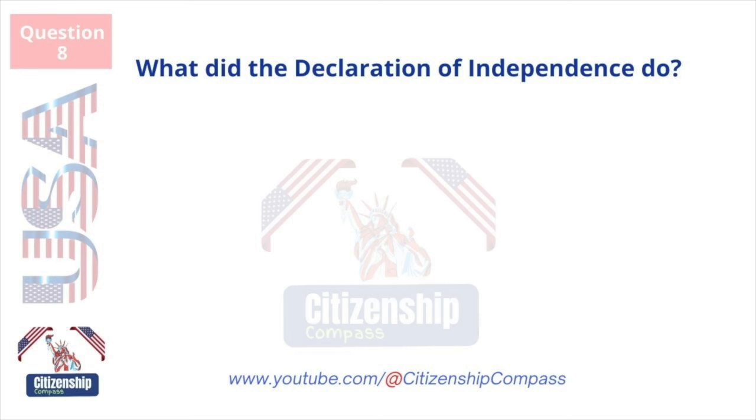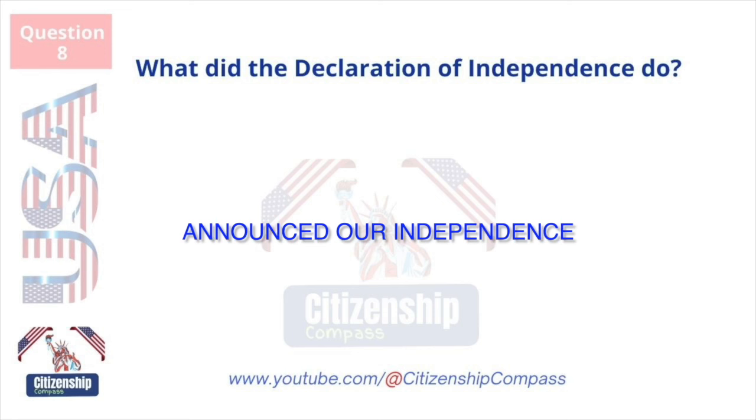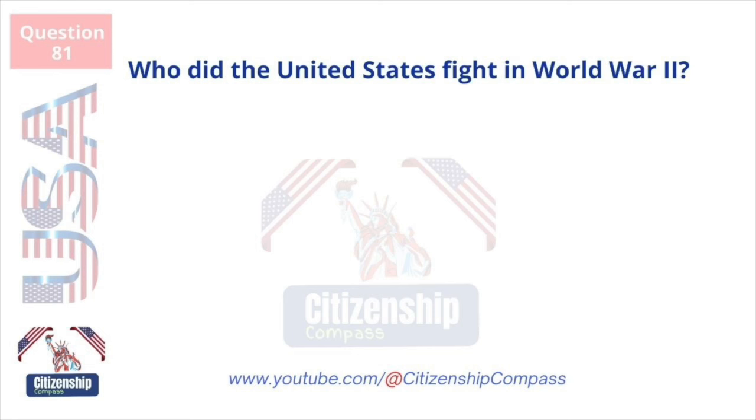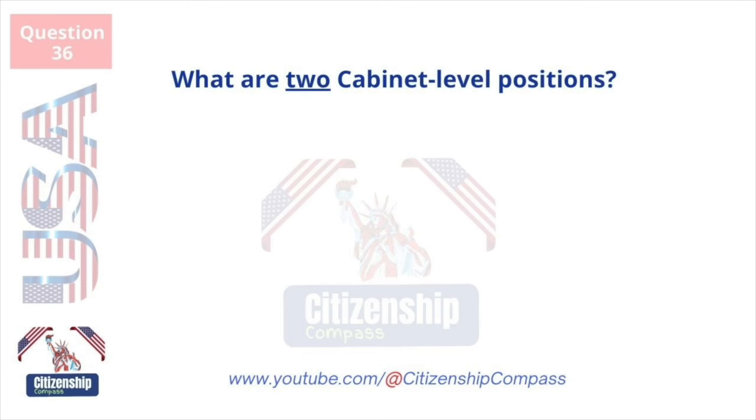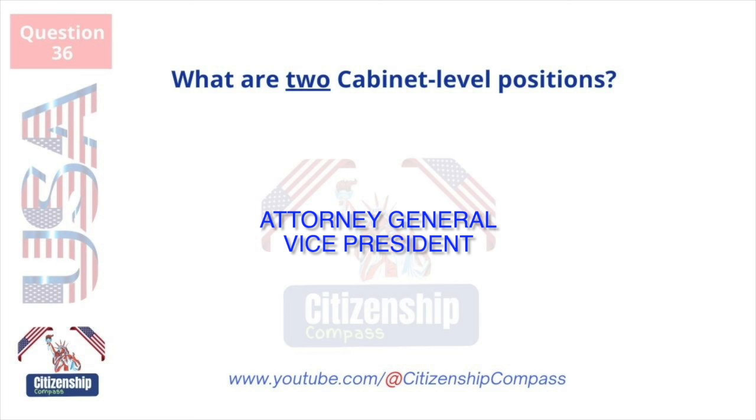What did the Declaration of Independence do? Announced our independence from Great Britain. Who did the United States fight in World War II? Japan, Germany, and Italy. What are 2 cabinet-level positions? Attorney General, Vice President.